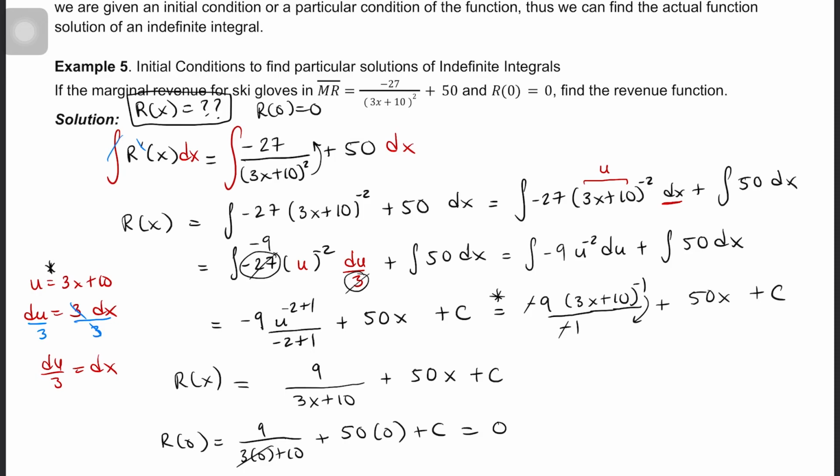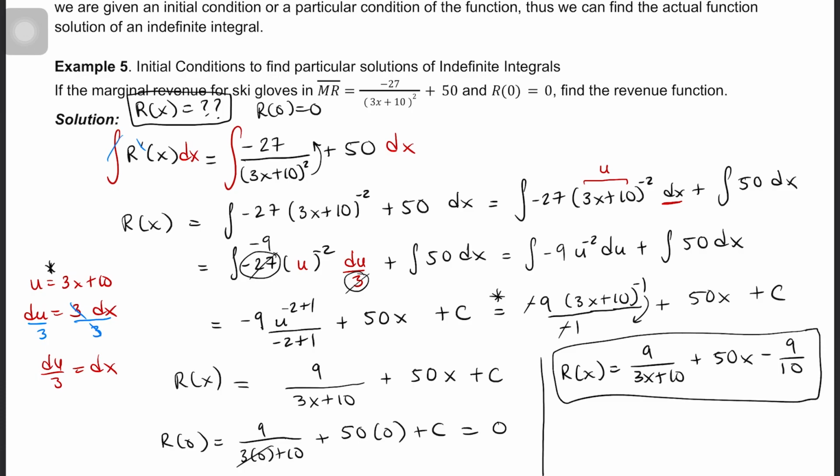If we subtract 9 over 10 on both sides of the equation, these will cancel each other out, and this will give us that c is equal to negative 9 over 10. So that means that r of x is equal to 9 over 3x plus 10, plus 50x, minus 9 over 10, which gives us the actual function. And that's it. We found our c, we found the original function, and that's all they ask us to find.